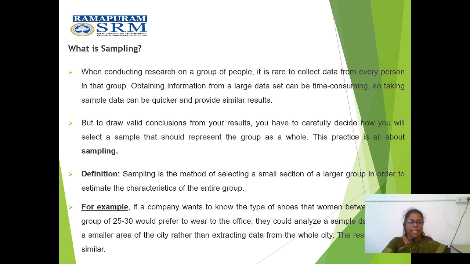Now, definition for the sampling. Sampling is the method of selecting a small section of a larger group in order to estimate the characteristics of the entire group. For example, if a company wants to know the type of shoes that women between the age group of 25 to 30 would prefer to wear to the office, they could analyze a sample data set from a smaller area of the city rather than extracting data from the whole city. The result could be similar.